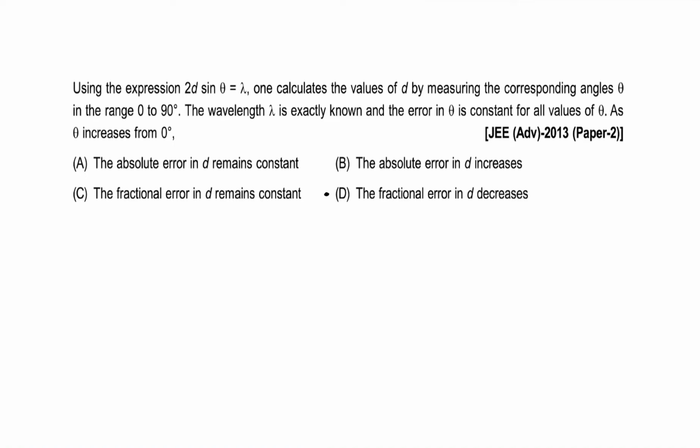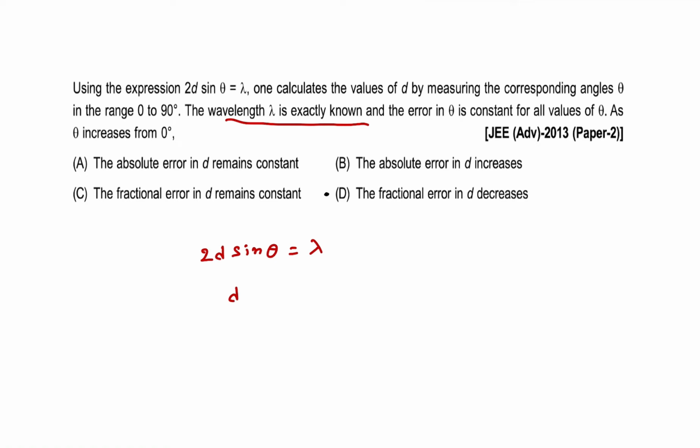Okay, observe this carefully. Next question. Using the expression 2d sin θ = λ, one calculates the value of d by measuring the corresponding angles θ in the range 0 to 90 degrees. The wavelength λ is exactly known and the error in θ is constant for all values of θ as θ increases from 0 degrees. Now you can see here the wavelength λ is exactly known.